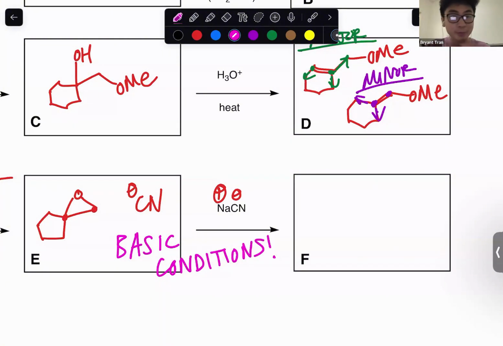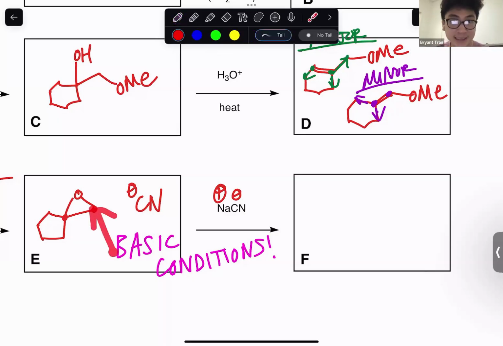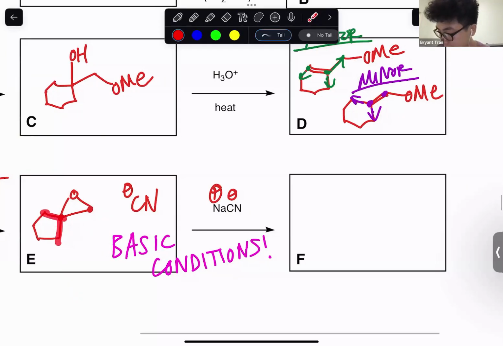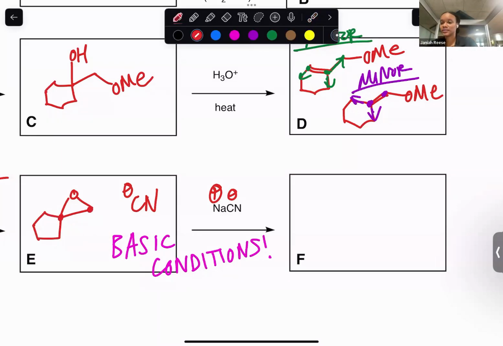Okay. And do you remember from the beginning of the session, in basic conditions, would we attack the more substituted side of the epoxide or the less substituted side? The less sub side. The less sub side, right, which is going to be this carbon right here. Less substituted, there are fewer R groups coming out of that carbon. Does that make sense? Because there are more groups coming out of that carbon and fewer groups coming out of this carbon right here.